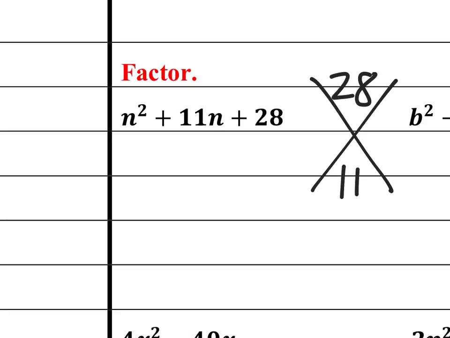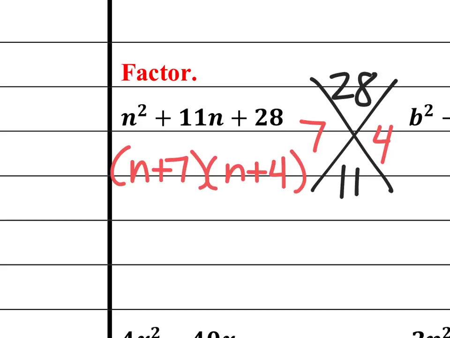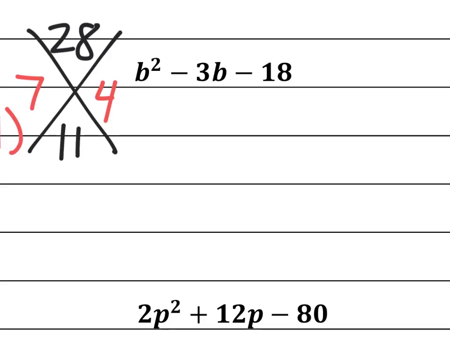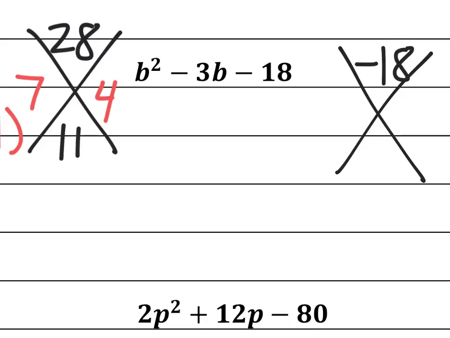Tell your partner, what are those two numbers? Let's see. Keely, what are my two numbers? 7 and 4. So this breaks up, remember, into n plus 7, n plus 4. On every single one of these, you can check and make sure you're right. Yes, Hafik? Two numbers that multiply to negative 18 and add to negative 3.